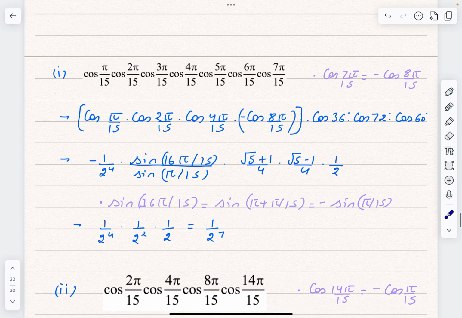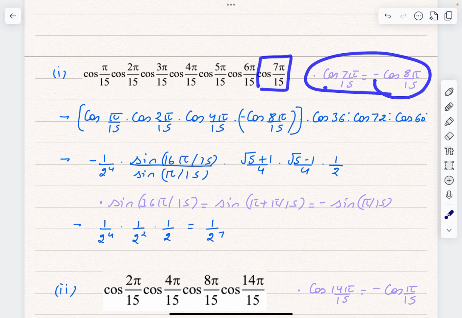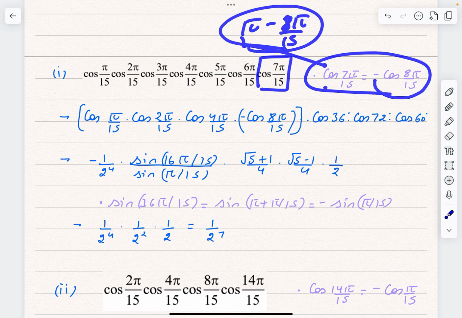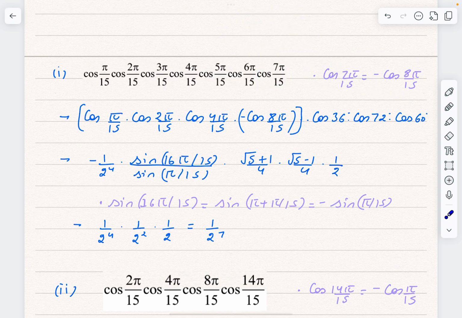See, how the cos pi by 15 thing works, what we will do is, you see cos 7 pi by 15, I can also write as minus cos 8 pi by 15. Okay, the pi minus theta thing. 7 pi by 15 we can write as pi minus 8 pi by 15, and cos pi minus theta is minus cos theta. Now, I will write here cos pi by 15, cos 2 pi by 15, cos 4 pi by 15, and this will become minus cos 8 pi by 15.